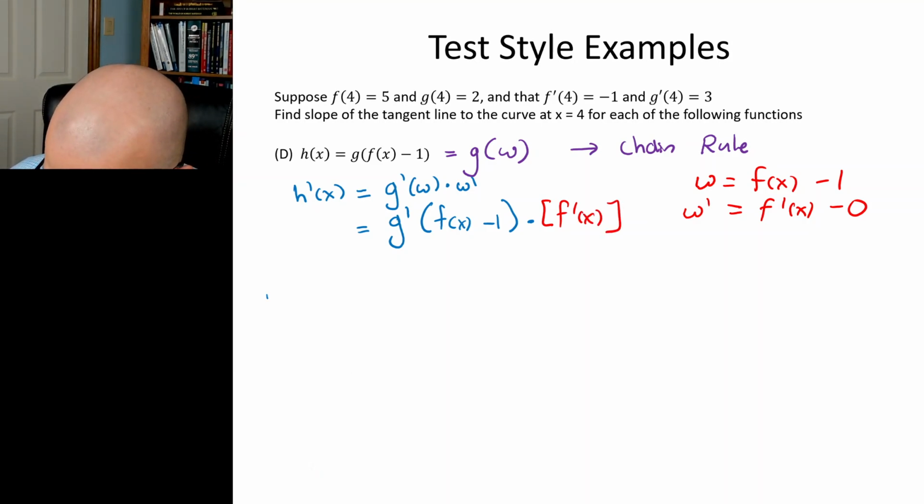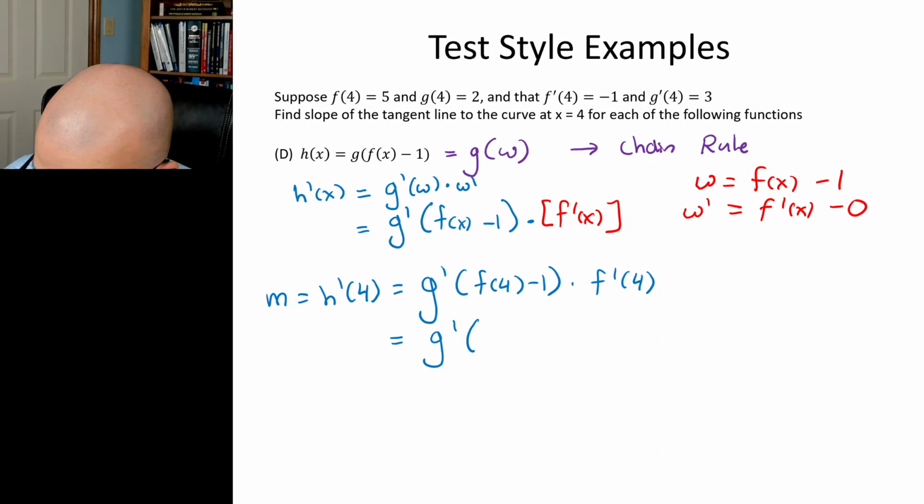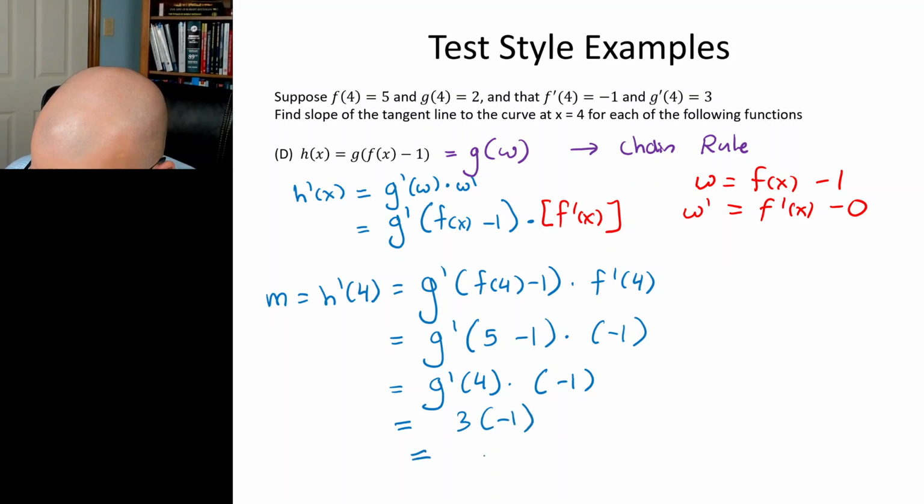Now we want the slope. m is equal to h prime evaluated at 4. So it's g prime of f of 4 minus 1 times f prime of 4. Now what is f of 4? f of 4 is 5. So 5 minus 1. What is f prime of 4? f prime of 4 is negative 1. So I have g prime at 4 times negative 1. g prime of 4 is 3. So 3 times negative 1. And the answer is negative 3.